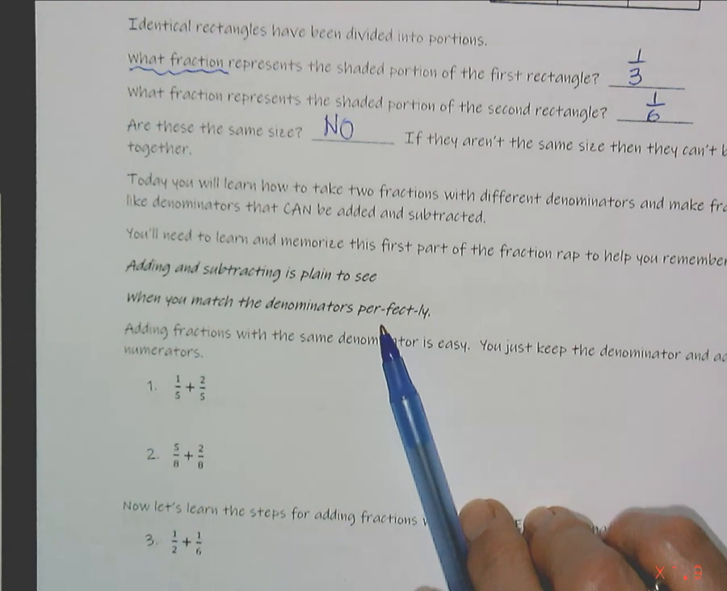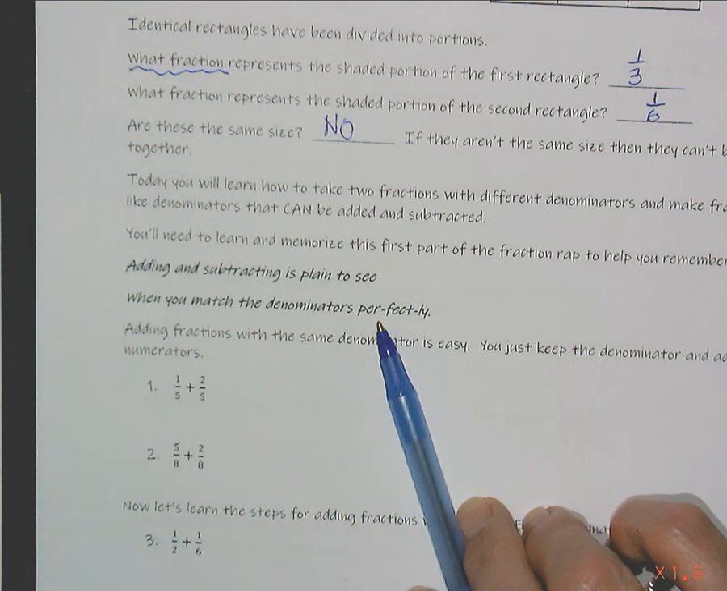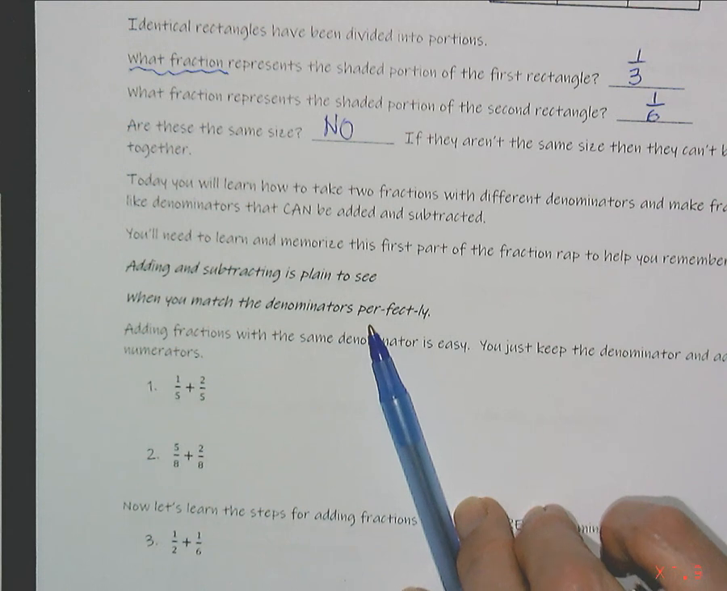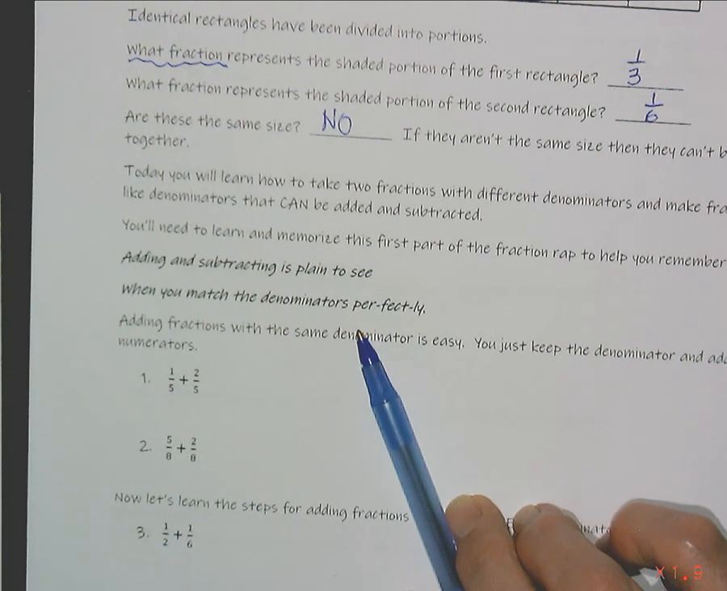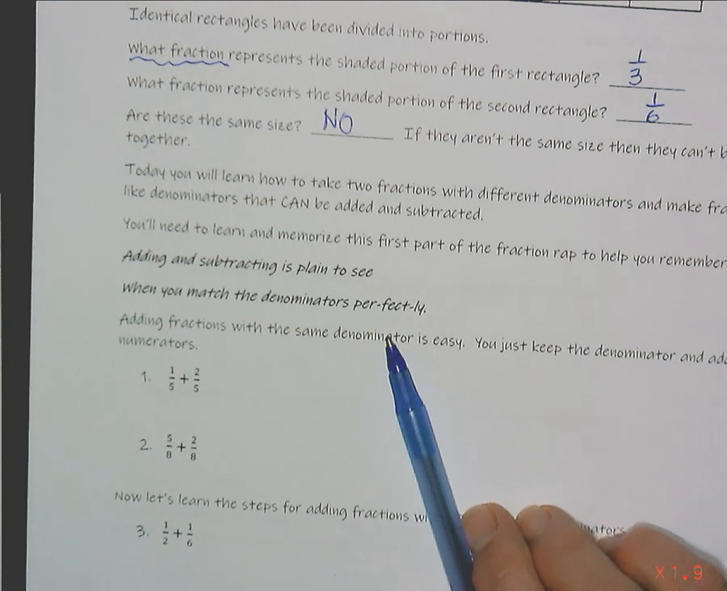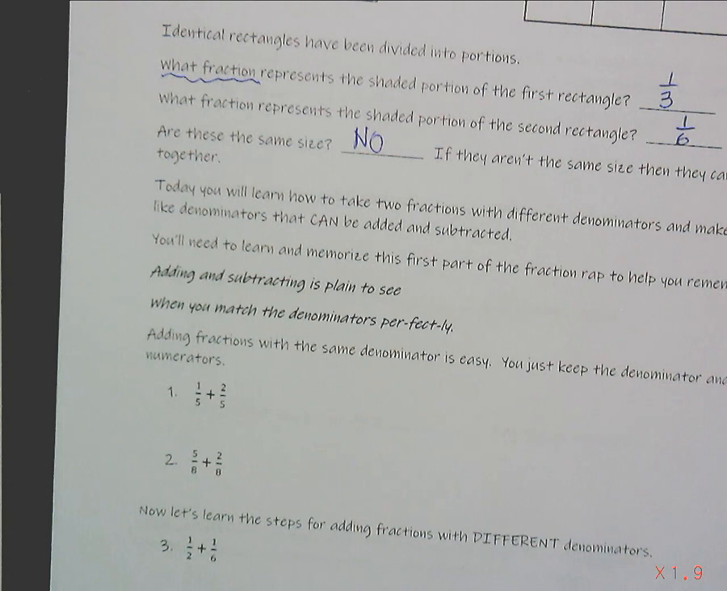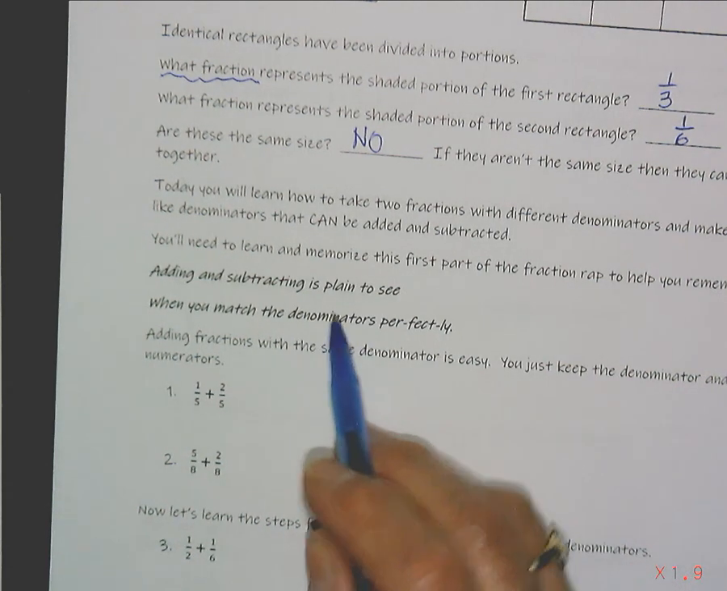Okay. Say it a little bit slower because when you are saying this, I want you to hear what you're saying. So don't race through it. Put a little jive with it. Let's hear the beat. Come on, Graham. Adding and subtracting is plain to see when you match the denominators perfectly. All right, there we go.